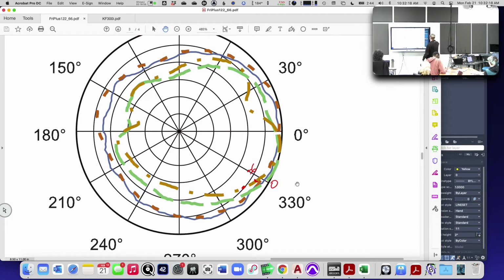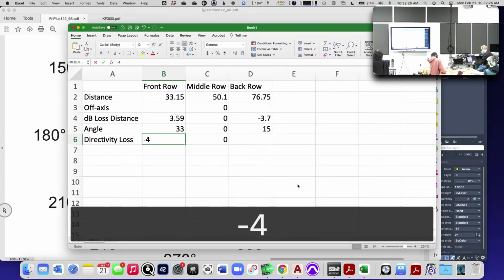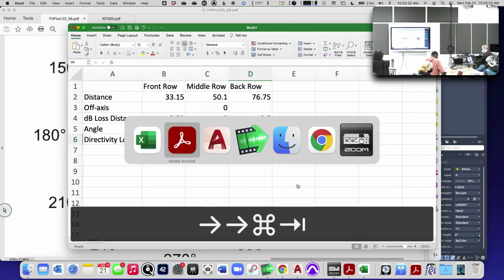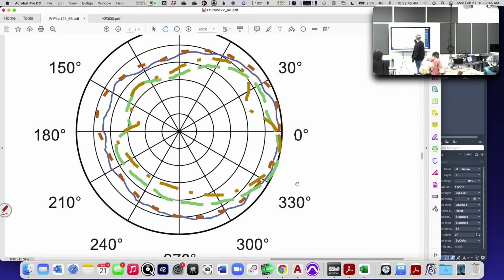I better clear that before it freaks out on me. All right. We lose 4 dB going off axis to the front row. What about 15 degrees up? Oops. There goes my mic. Sorry, YouTube. Okay. 15 degrees would be about here.